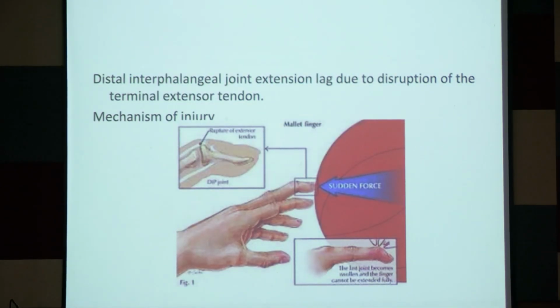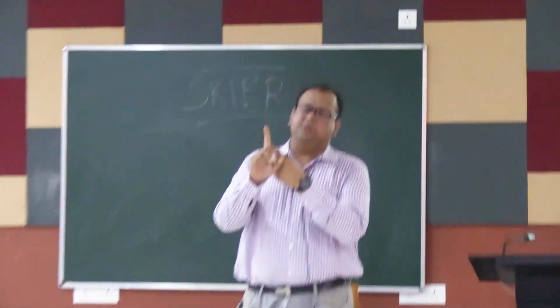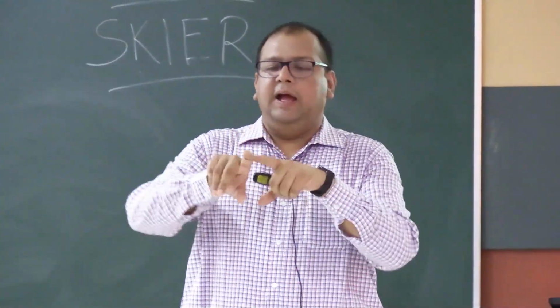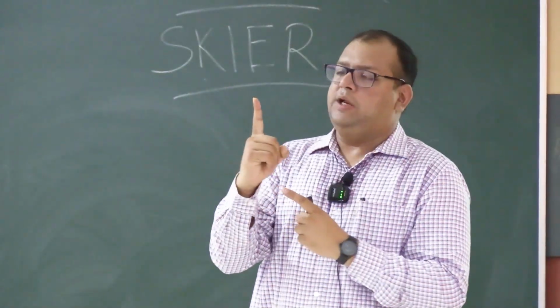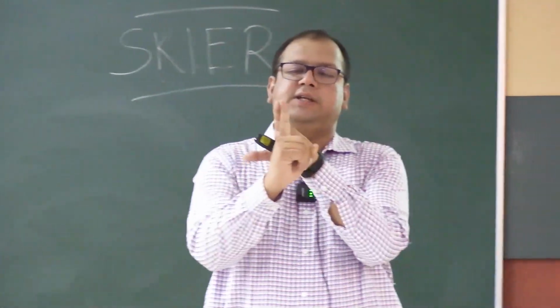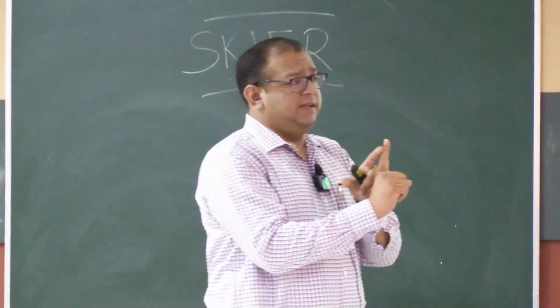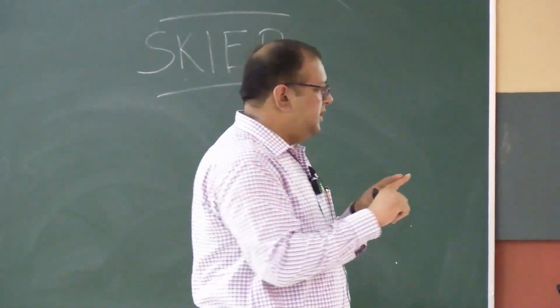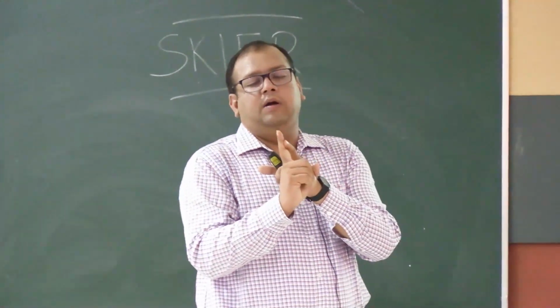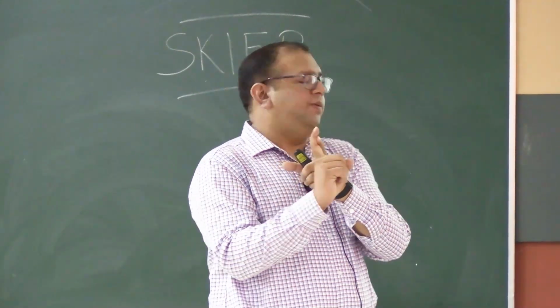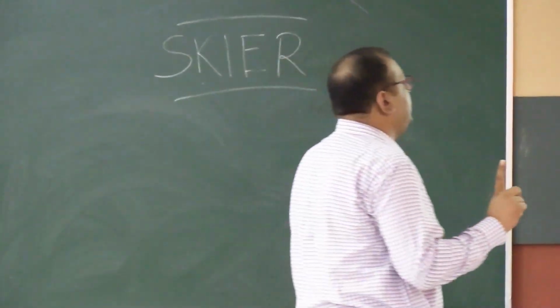So there is basically distal interphalangeal joint extension lag due to the disruption of the terminal extensor. Basically, this is the extensor tendon. This is the finger. We are flexing it. So the flexor tendon is on this side and the extensor tendon is on this side. That's why you can keep it straight. This is the flexor tendon and this is the extensor tendon. If the extensor tendon gets ruptured or there's a fracture there, you cannot extend this distal part. So it is permanently flexed. Patient will not be able to extend.